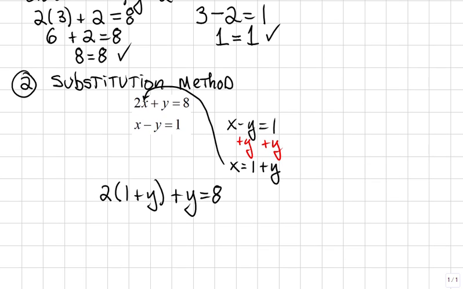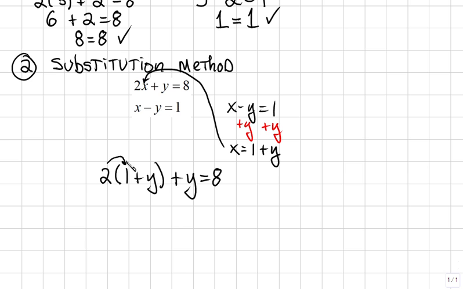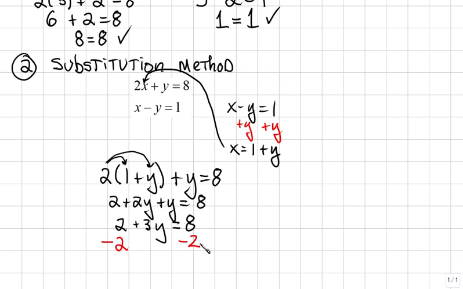To solve this equation, we'll distribute the 2 first, and then combine like terms. So distributing 2 to 1 and to y, 2 times 1 is 2, plus 2 times y is 2y, plus another y is equal to 8. Combining like terms, we have 2y plus 1y, which will become 3y, that we're adding to 2, that's equal to 8. To solve this equation, we'll subtract 2 from both sides, and we get that 3y is equal to 8 minus 2, which is 6.